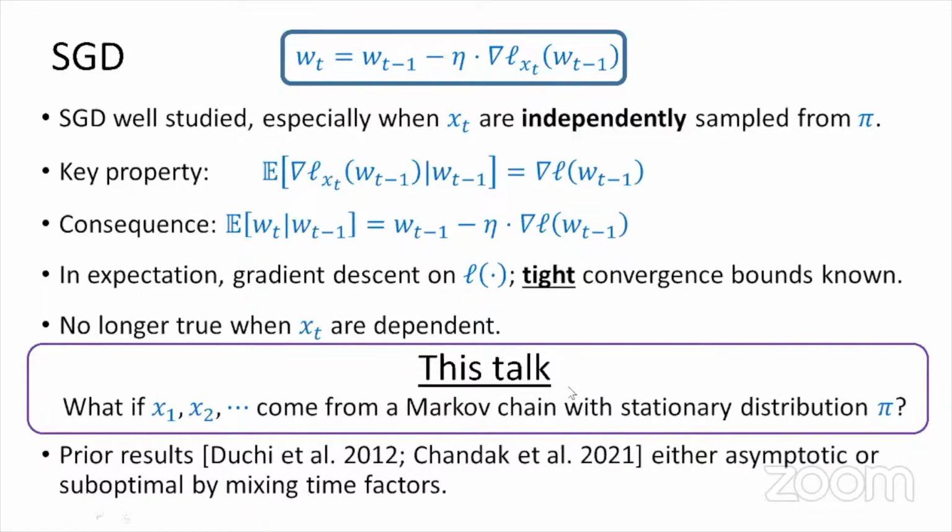Okay, and there have been prior results on this problem. The main issue with prior results is that either they show asymptotic guarantees or the existing results are suboptimal by mixing time factors. So let me try to illustrate this a bit more concretely. In order to do that, I'll first describe what I mean by mixing time.